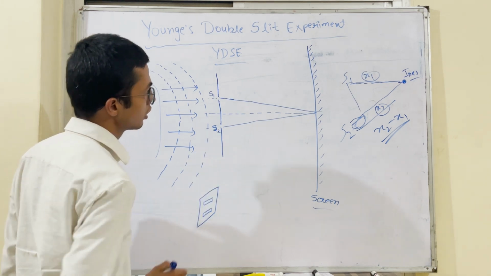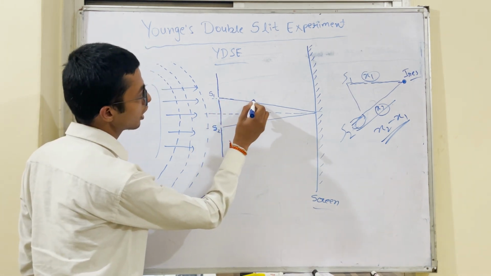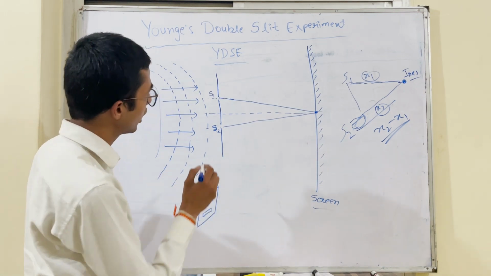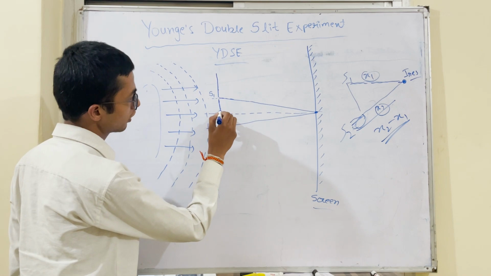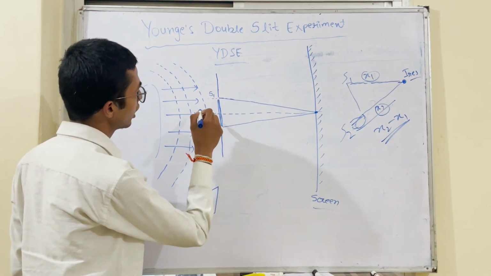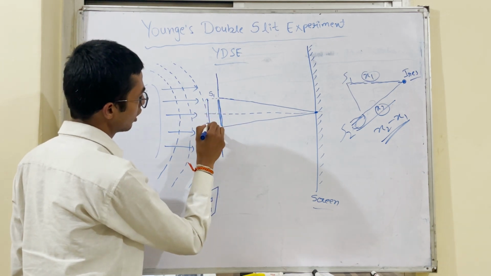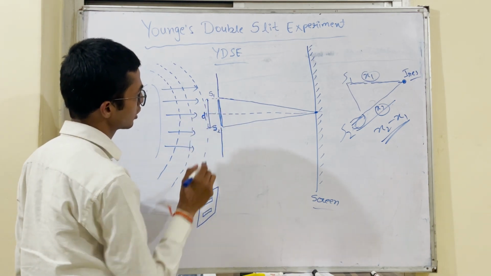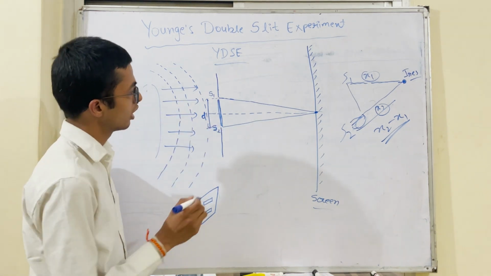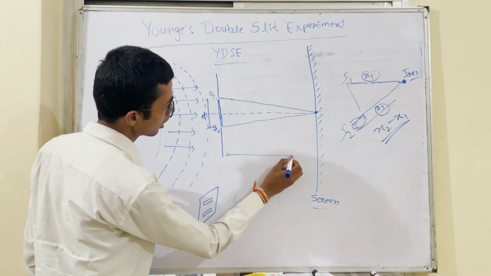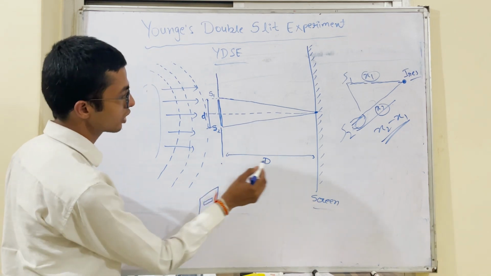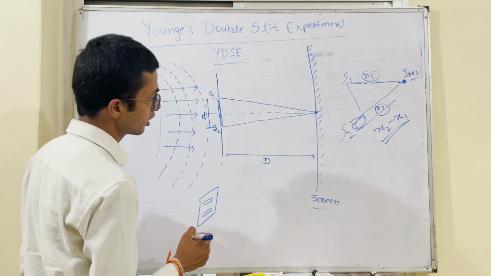So when these two waves are interfering here at this central point, the middle central point of this distance, this distance we call d. This is the d distance. We call it slit distance d, and this distance we call capital D, the slit to screen distance.